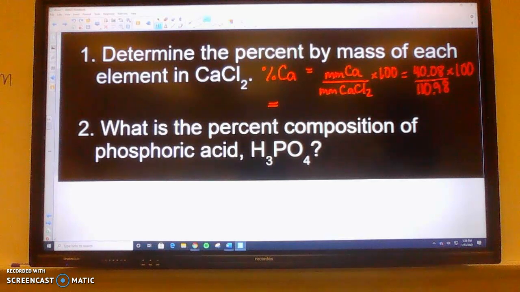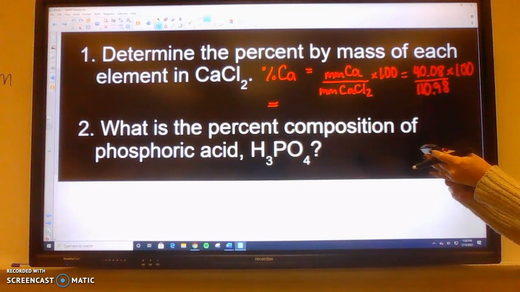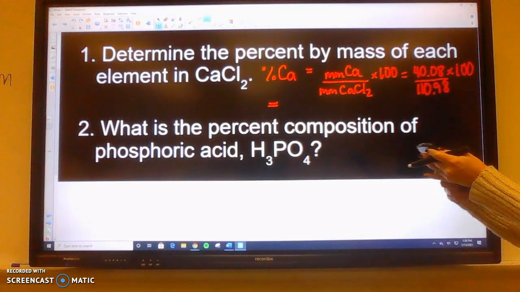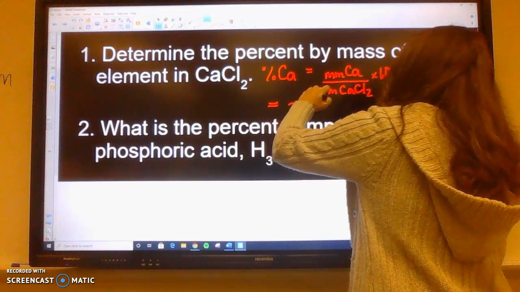Okay, not everybody is writing. However, nobody is even working this out, I don't think. So I was writing. Right, but not everybody is writing. So this percentage to 2 decimal places is 36.11%.